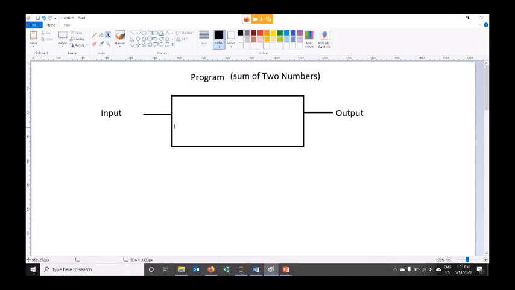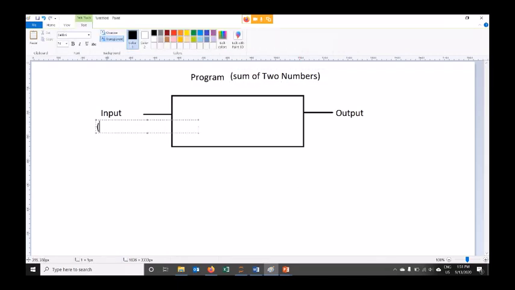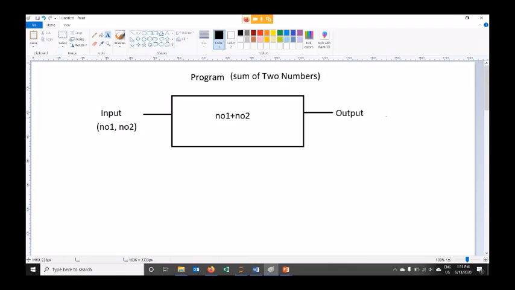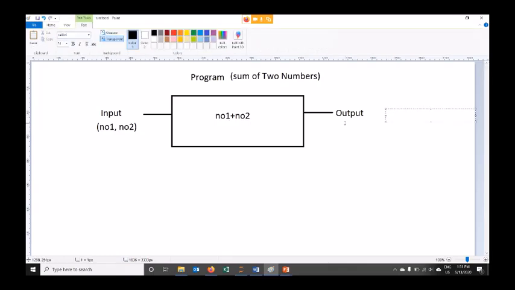So there we are taking two numbers from the user, n1 and n2. And in the program we write n1 plus n2. That's the processing which I'm doing, and I'm getting some output in the form of a result. That's what a normal programming language is doing.